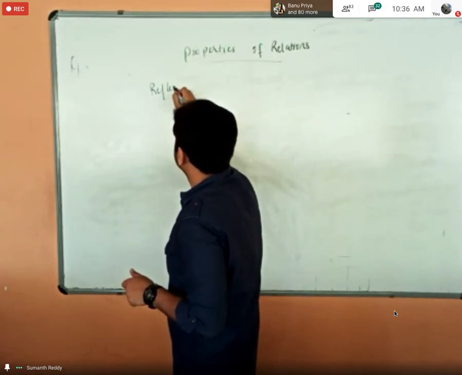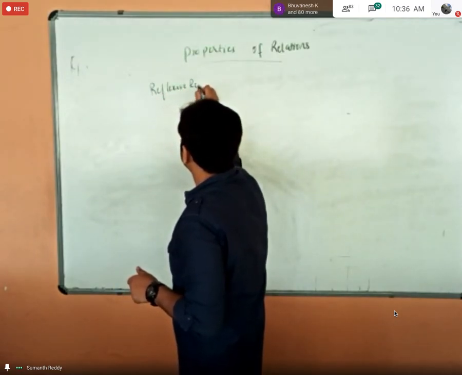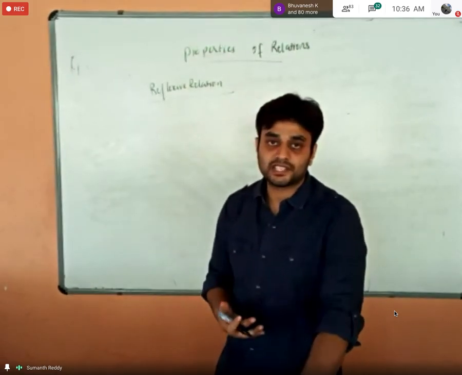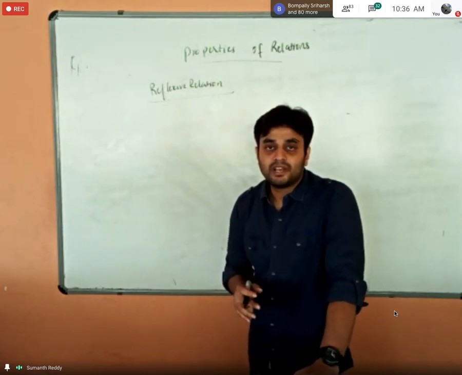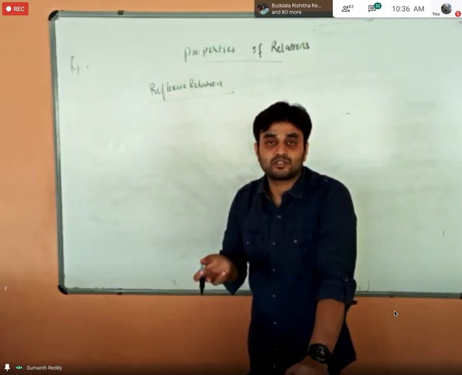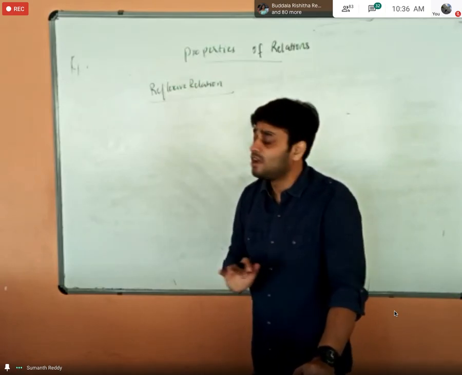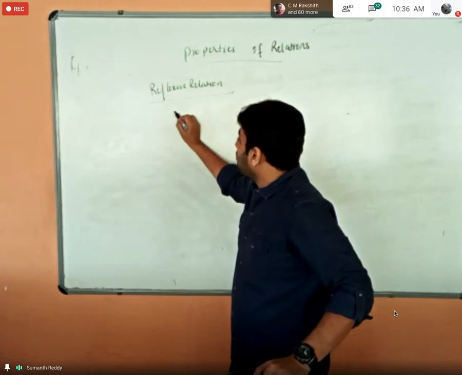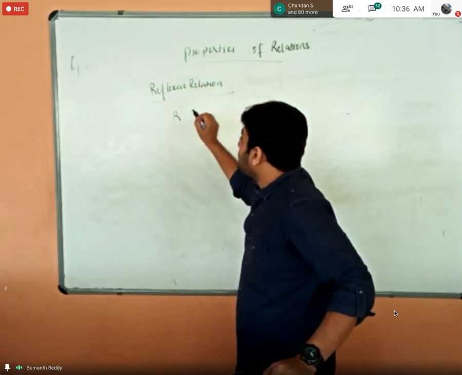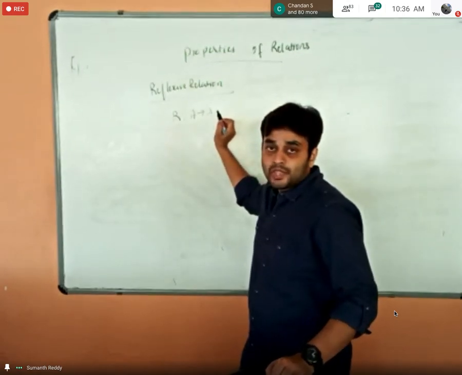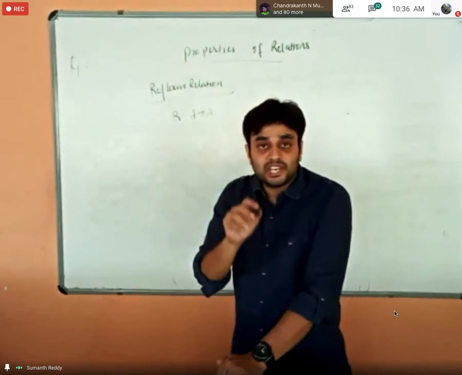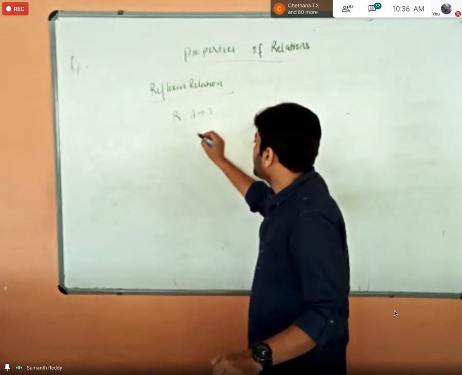The first one is reflexive relation. If I have to call a particular relation reflexive, the rule is very simple. Every element of the set on which the relation is defined should be related to itself. For example, assume I have to call this relation R reflexive, and assume that this relation R is a binary relation which is defined on the set A. Since it is defined on set A, all the elements of the set A must be related to itself.